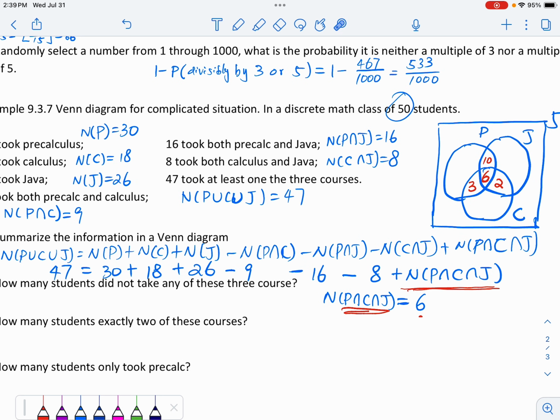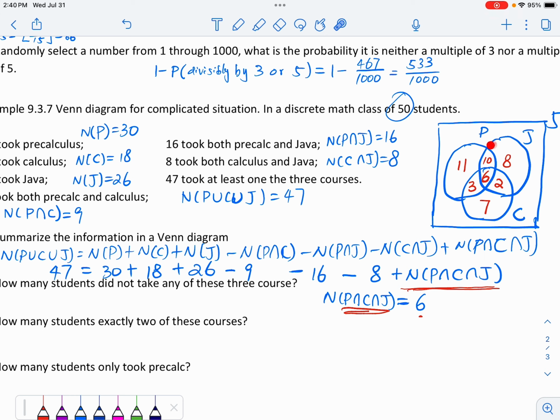Now let's take a look at the circle for P, which is pre-calculus, is 30. So this total is 30. We are going to subtract all these 3 little portions, which total 19. So 30 minus 19, we get 11. This is 11. For the calculus, that's 18 students. So 18 minus 11, we are left with 7. Similarly, for the Java it is 26. 26 minus 18, which is 8.